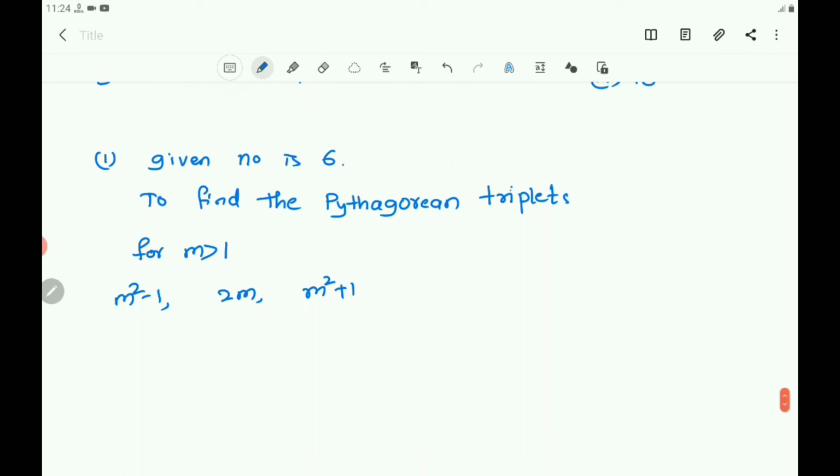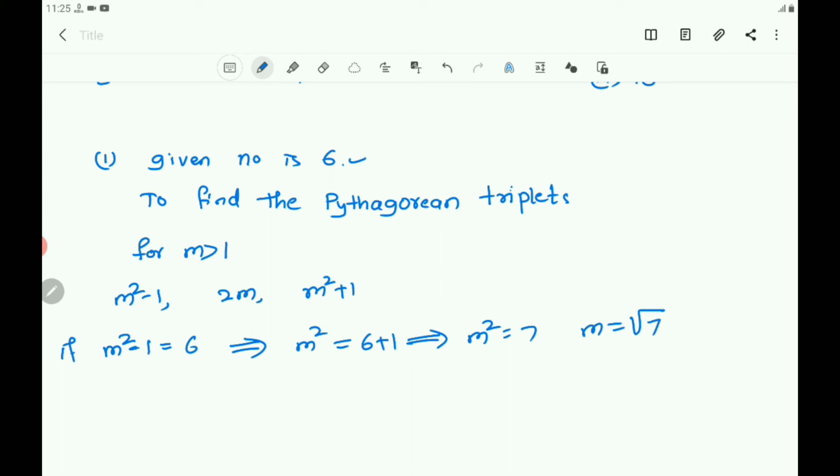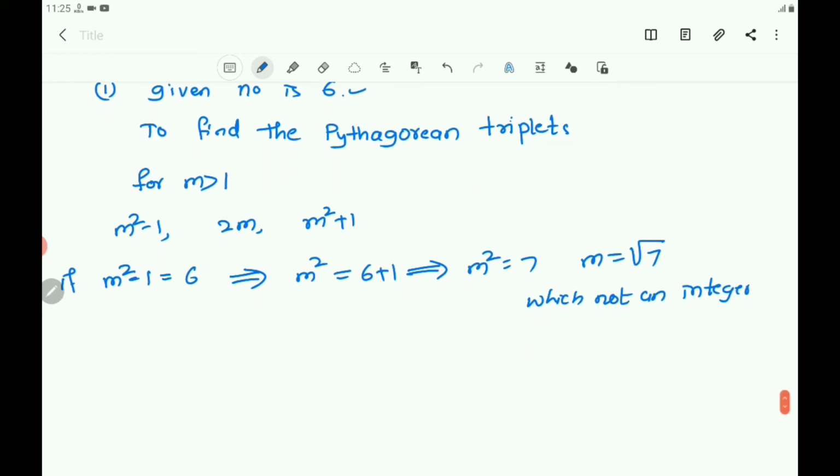Now here the given number is 6. Let us consider m square minus 1 equals 6, that implies m square equals 6 plus 1, m square equals 7, and m equals root 7, which is not an integer. So you can't have m square minus 1 equals 6.